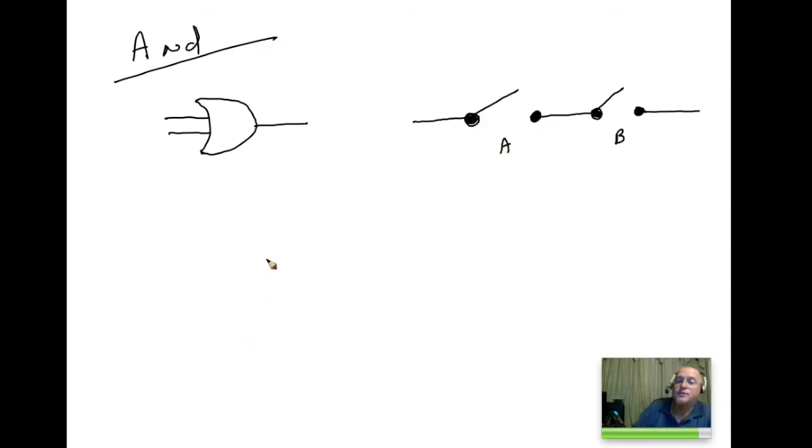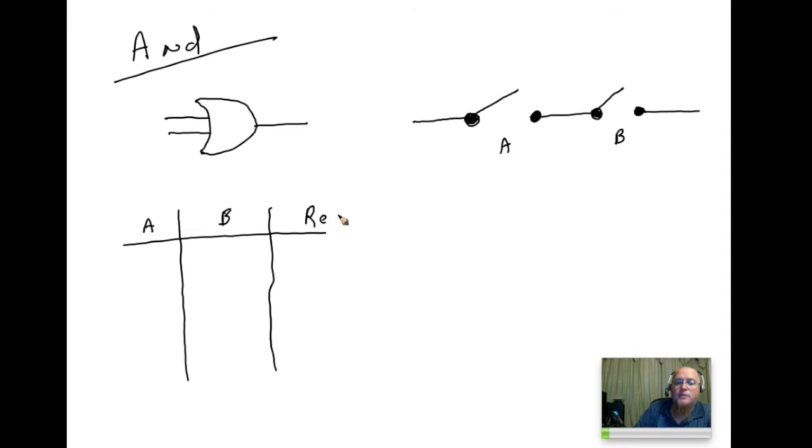Okay, so now when we're talking about our truth tables or our voltage tables, we'll have an A input on the A side, we'll have an input on the B side, and then we'll have our result. Okay, so if we start off with A being 0 and B being 0, right? So this is 0, 0.